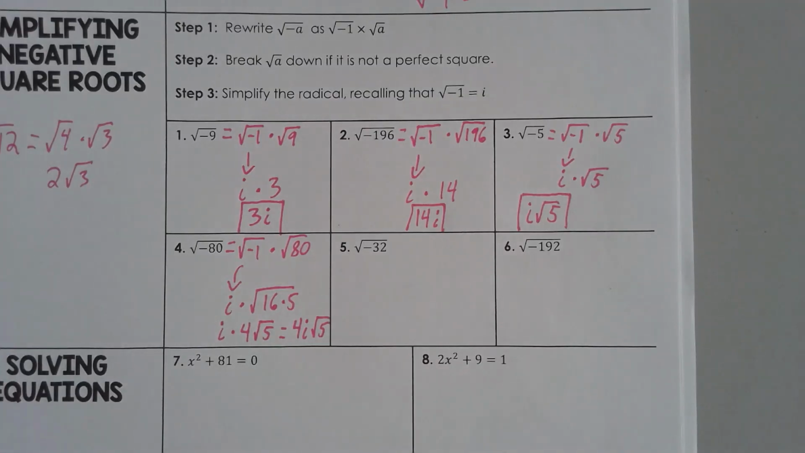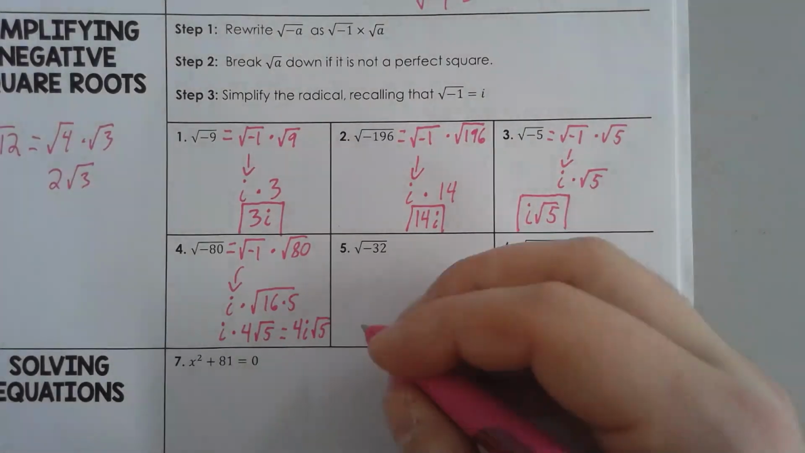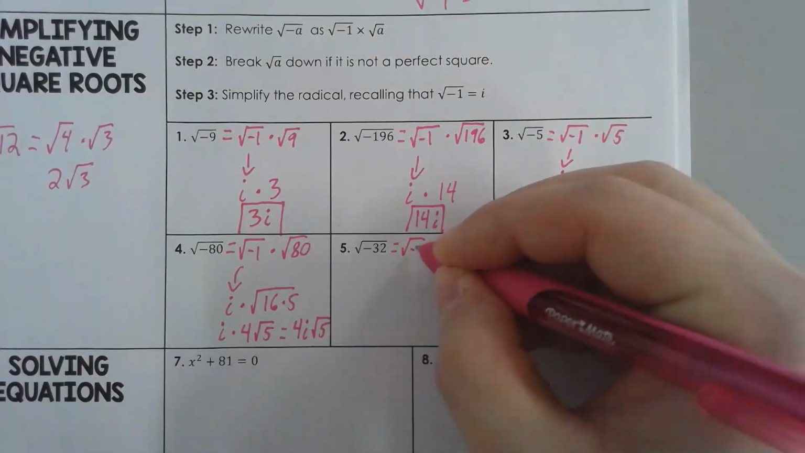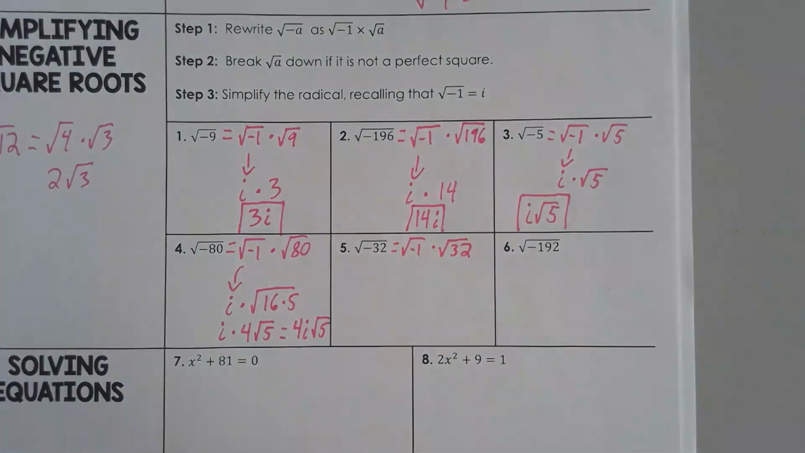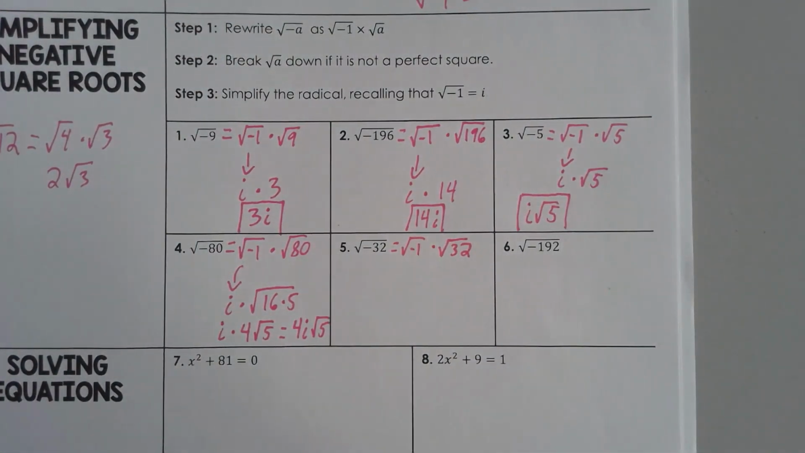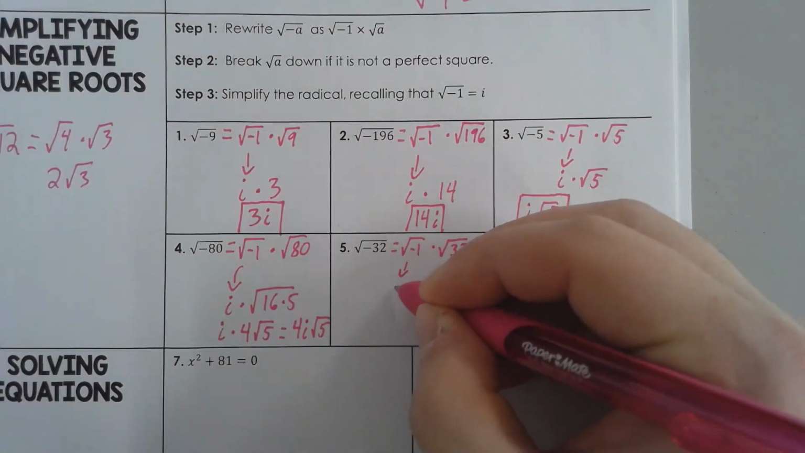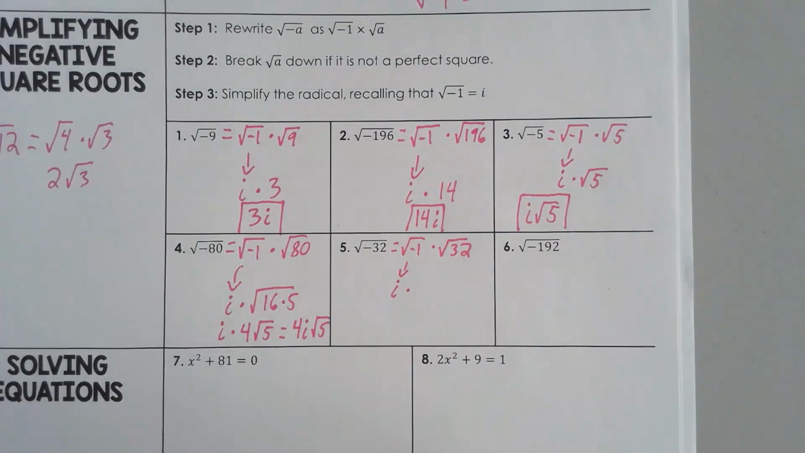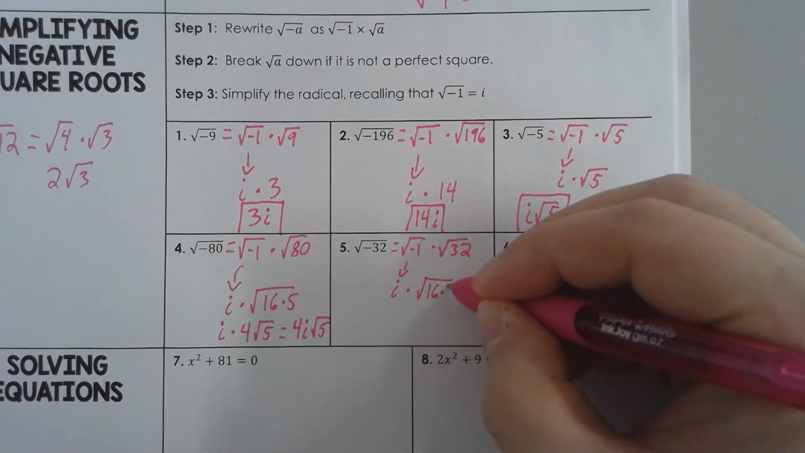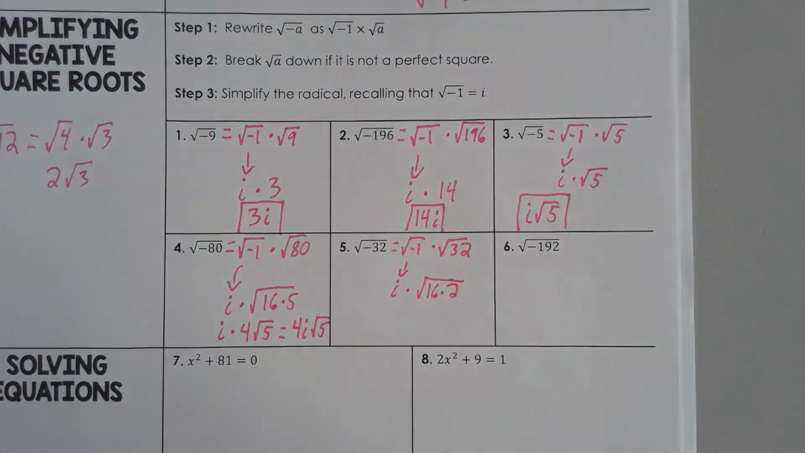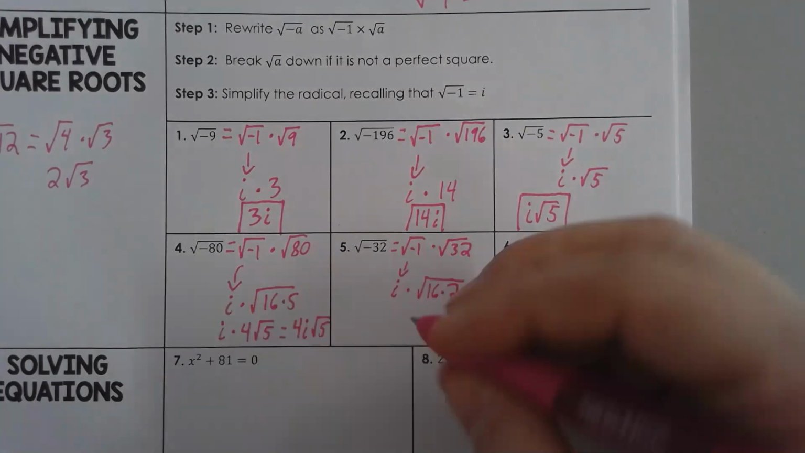Addie, did you get number 5? I actually did. Perfect. Okay. So it's square root of -1 times square root of 32. And then the -1 becomes I. And then times square root of 16 times 2. Is that not wrong? No, that's right. And then it would be 4I square root of 2.